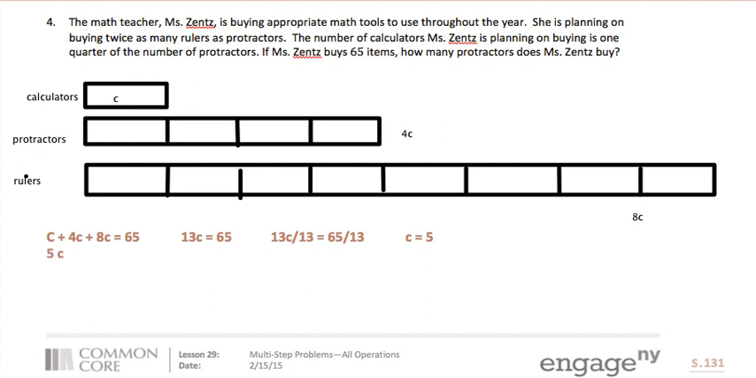So then we have 5 calculators, 4 times 5 or 20 protractors, and 8 times 5 or 40 rulers. We'll add them back up to make sure. 40 plus 20 is 60, plus 5 more is 65, and that was the number of items that she purchased.